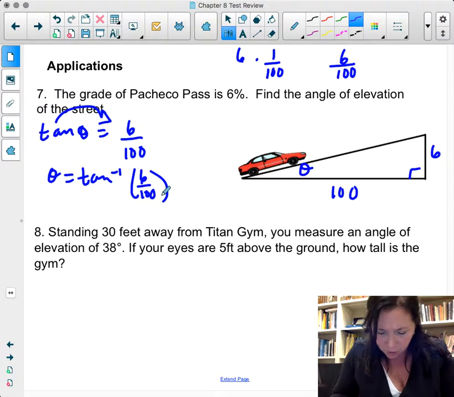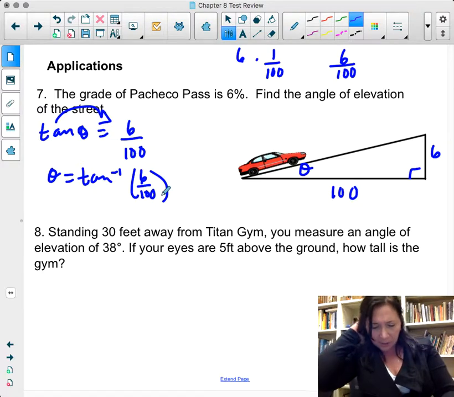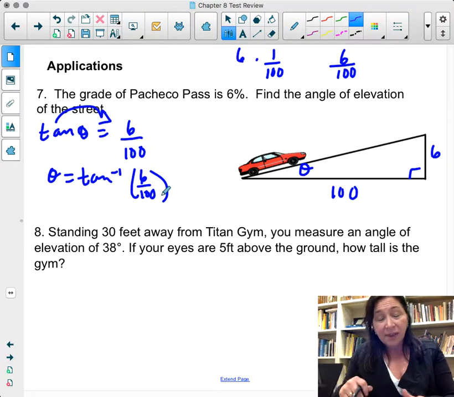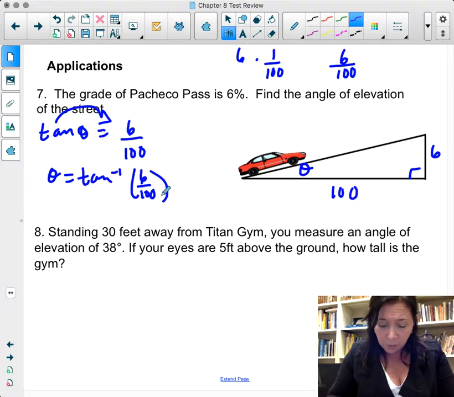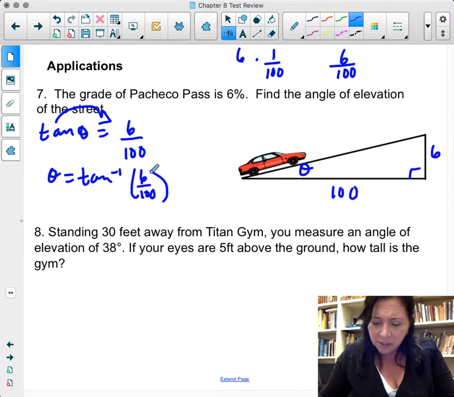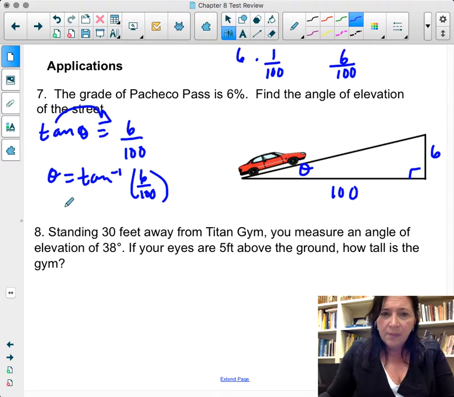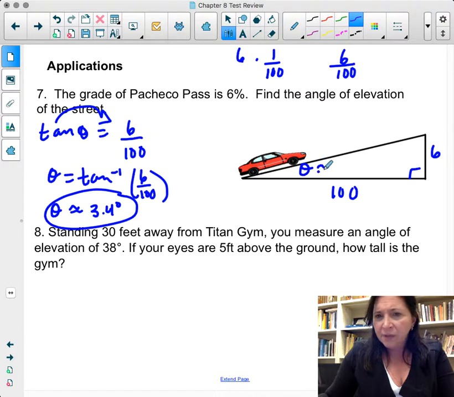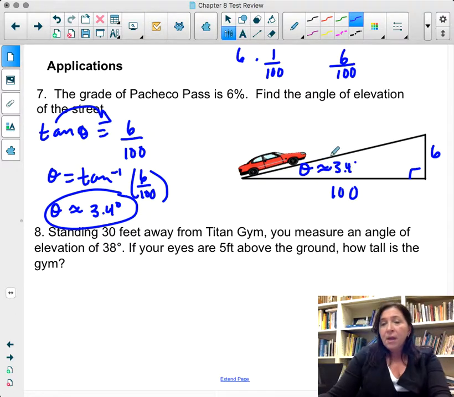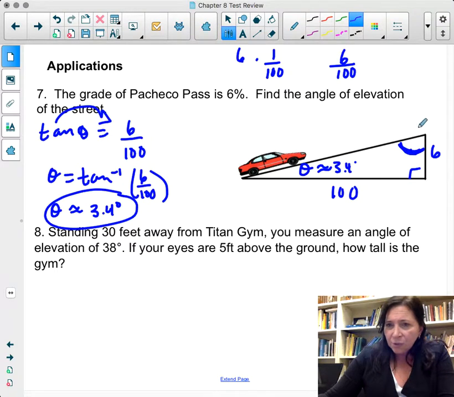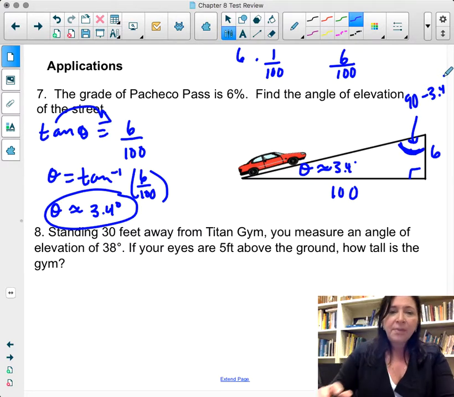And so we're going to go arctangent of 6 divided by 100. And remember, on your calculator, if you're not using a decimal point, you do need to approximate your answer. This angle of elevation is 3.4 degrees. So theta is approximately 3.4 degrees. And so this is this value right here, 3.4 degrees. And remember, I may ask you for the other angle too. And in order to get this angle, we just go 90 minus 3.4 degrees. Okay. Anyway, you know that.